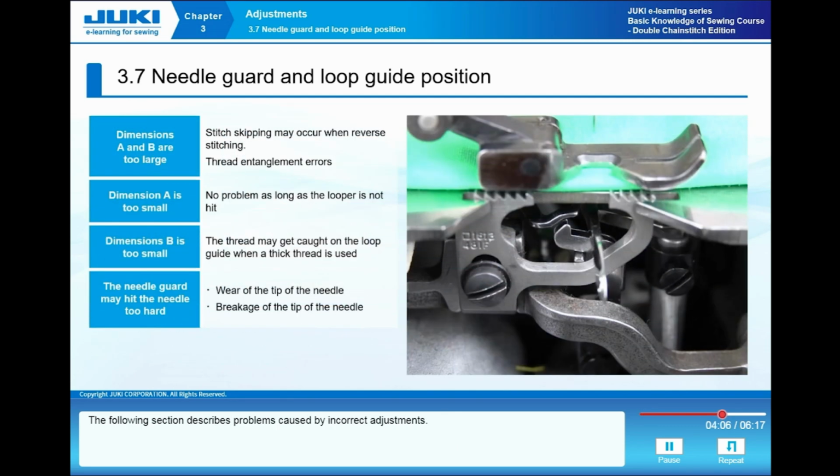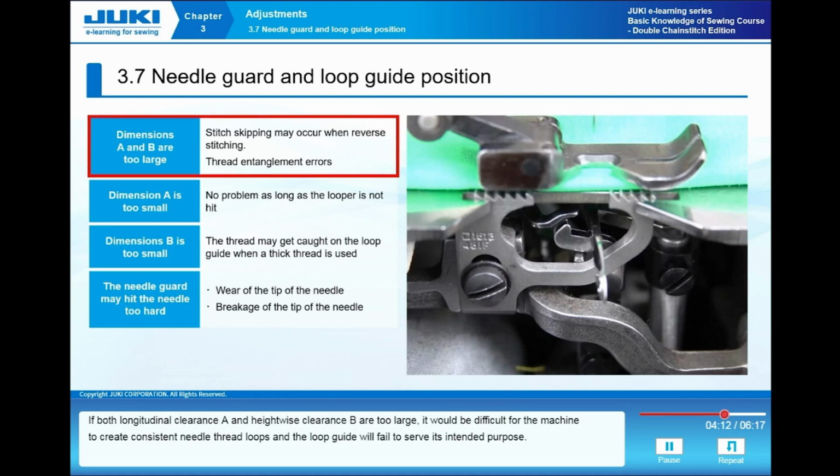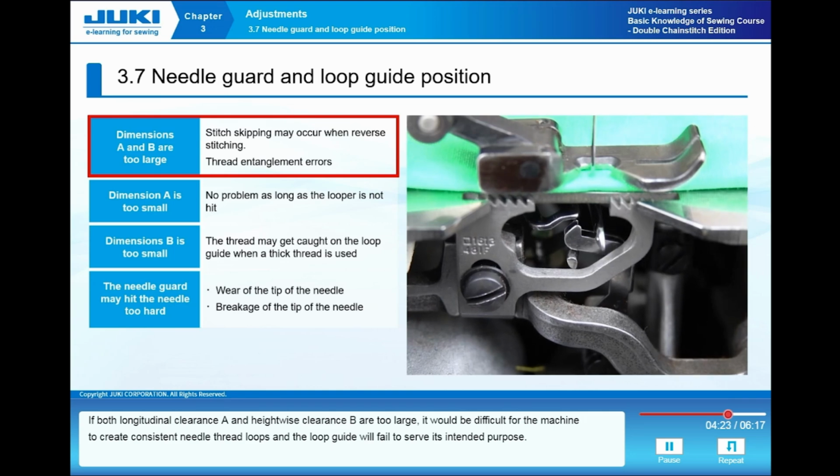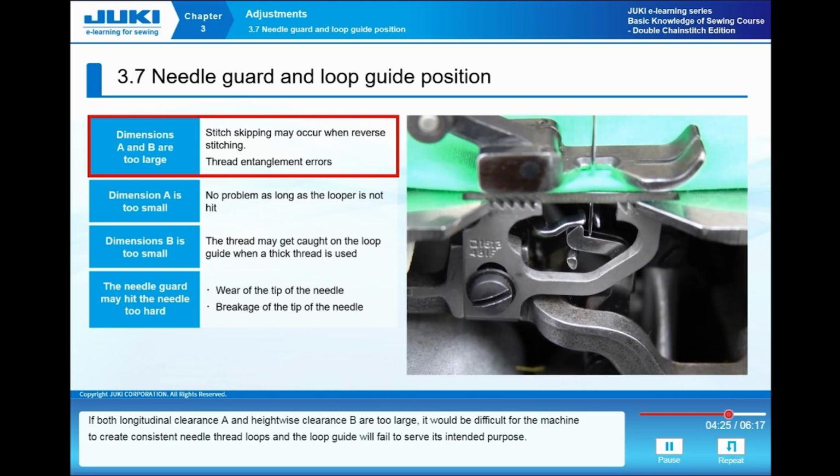The following section describes problems caused by incorrect adjustments. If both longitudinal clearance A and height-wise clearance B are too large, it would be difficult for the machine to create consistent needle thread loops, and the loop guide will fail to serve its intended purpose.